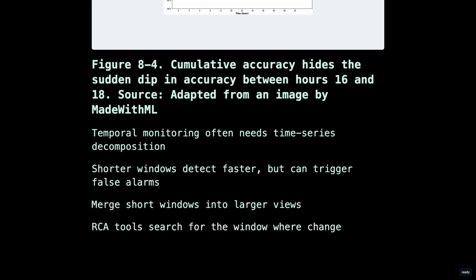More advanced monitoring systems try to pinpoint the first window where the behavior changed. That kind of root cause analysis helps narrow the investigation because you can focus on the exact period where the drift started instead of scanning the entire history.